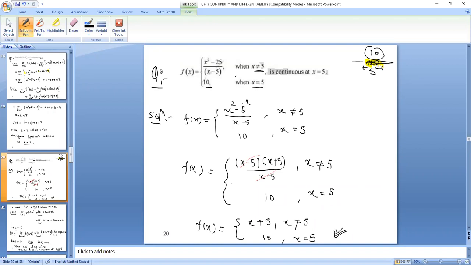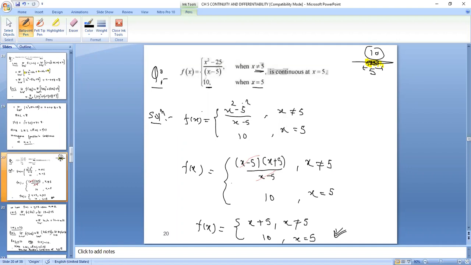10. Now whenever we are given the function as a ratio, and we know that we can simplify the ratio, the very first task is to simplify it. In mathematics everywhere this rule is applicable, right? If the ratio can be simplified, our first task is to simplify the ratio. So we can see that x square minus 25 can be written as (x square minus 5 square) upon (x minus 5), x is not equal to 5, and the value of the function is 10 when x is equal to 5.